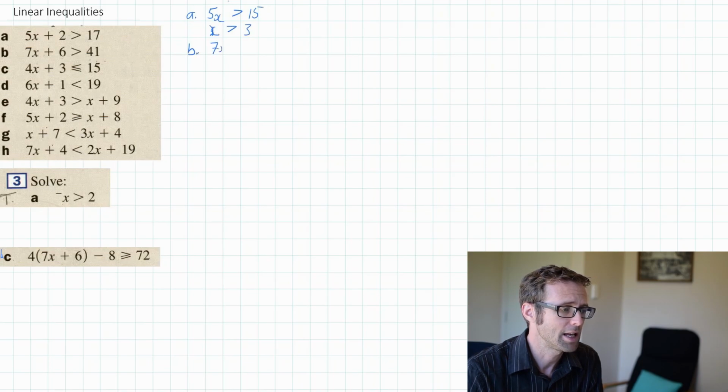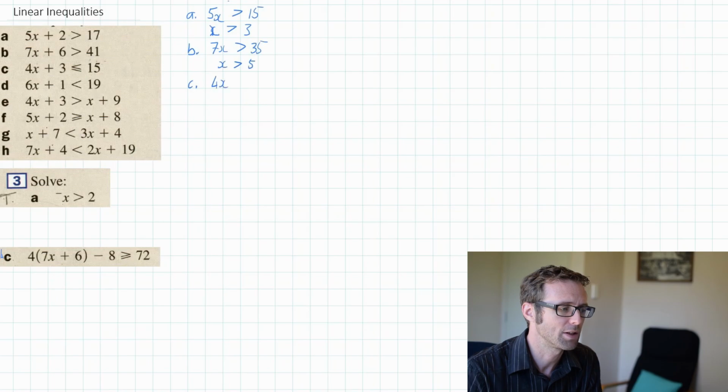7x, not equals, it should be is greater than, and I'm subtracting 6 from both sides. So if I subtract 6, I'm going to get 35 on that side. And then my next line will simply be x must be greater than 35 divided by 7, which is 5. Let's move on to c.